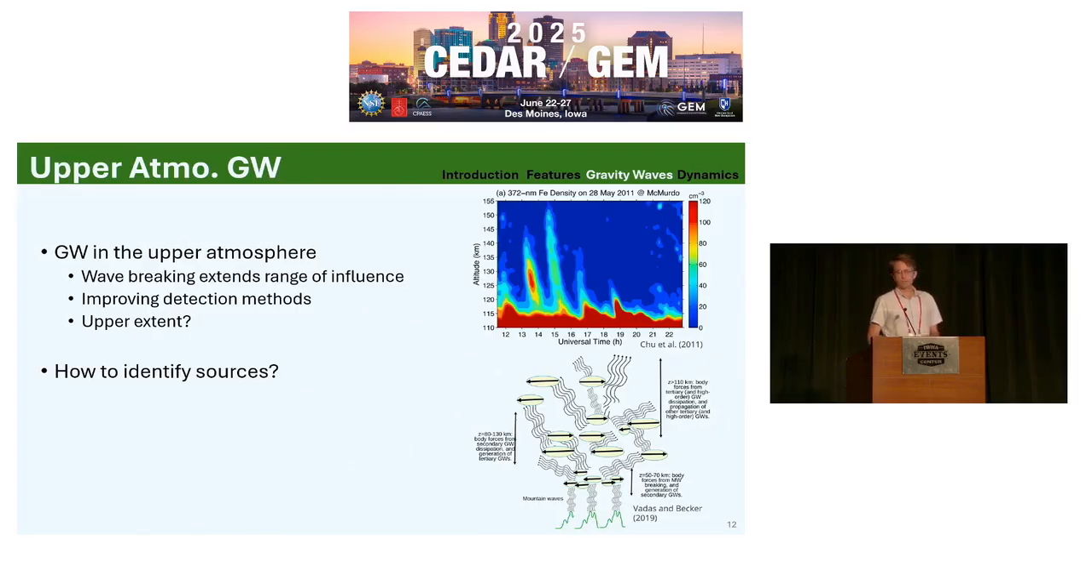So we don't truly know the full upper extent of these, but that's an active area of study. So how can you identify where these gravity waves came from? You can compare the parameters. If you see different parameters in two different regions, you might be able to conclude these are different wave sources.